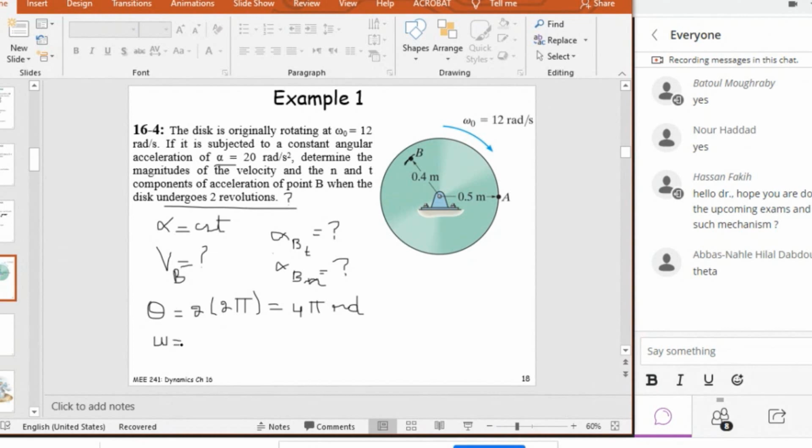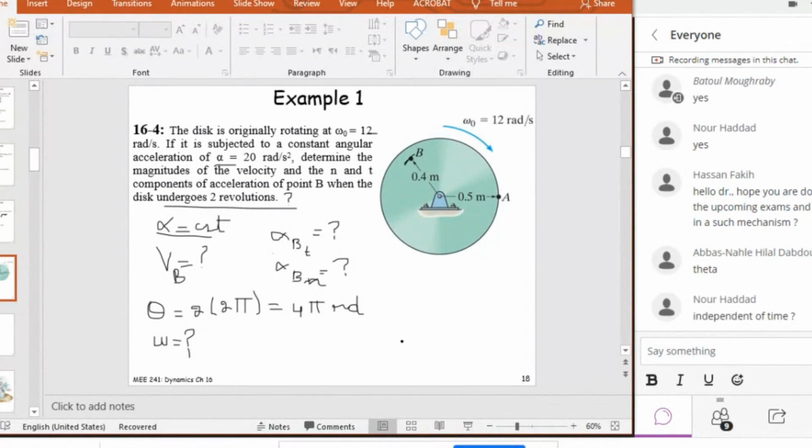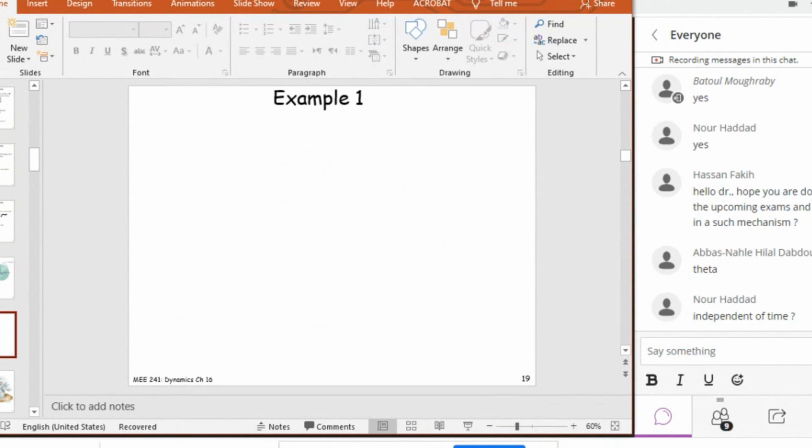What equation should I use to find omega if I know that alpha is constant, omega 0 is 12, and theta is equal to 4 pi? What do you think? What equation should I use? Alpha is constant. This means that this is a uniformly accelerated rotation. I know the initial angular velocity omega 0, and I know theta. Yes, the independent equation of time. Perfect, Noor. So I have to use the independent equation of time for omega.